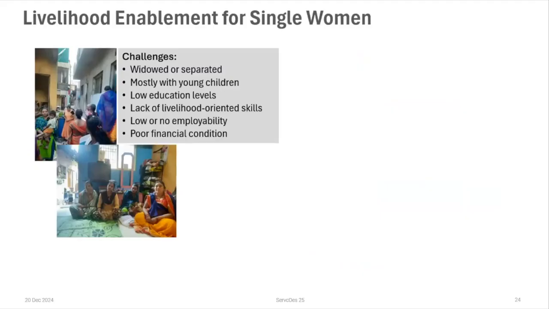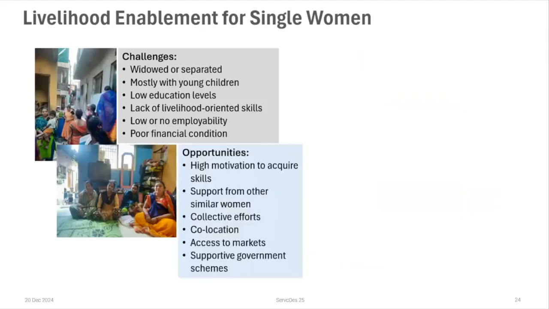So they are either widowed, separated, with young kids, low education levels, and so on. So what was thought as an idea came out of our collective thinking: of course, there are a lot of positives as well, that they are together. They live in very close proximity of each other. They can do some collective efforts and so on.